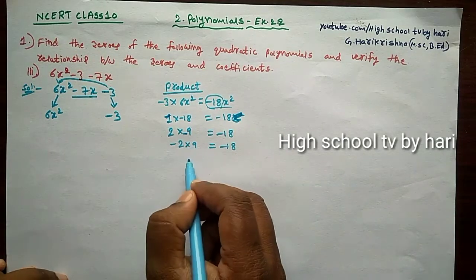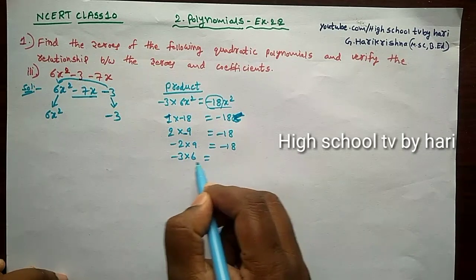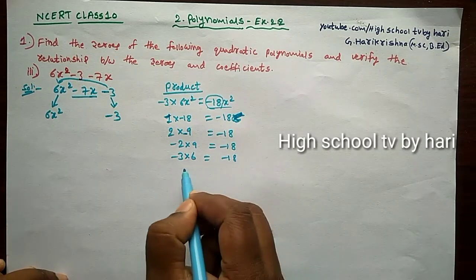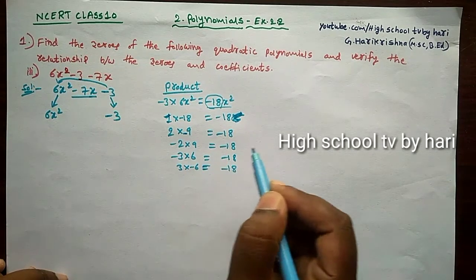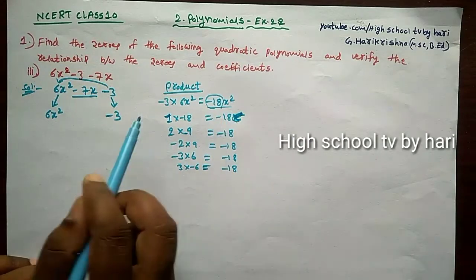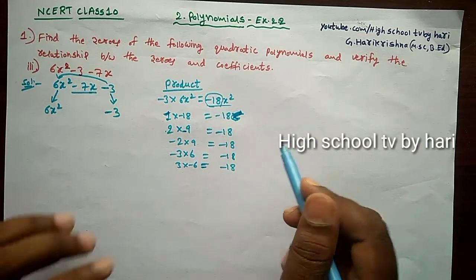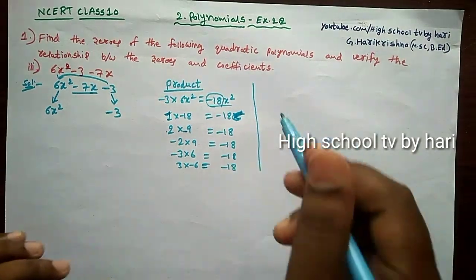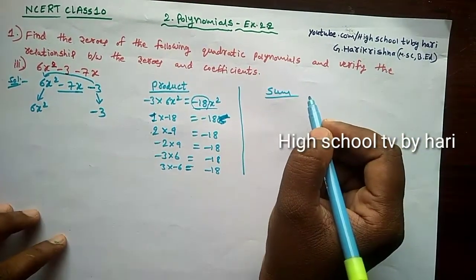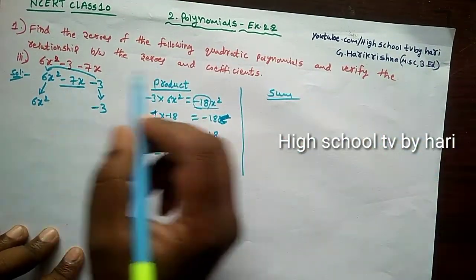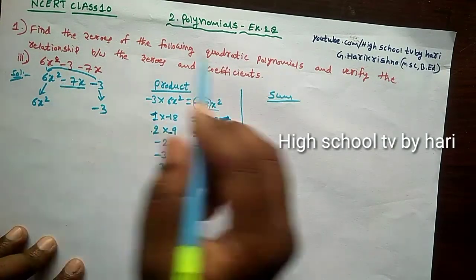In the 3 table we get 3 into 6. Minus 3 into 6 is minus 18, and 3 into minus 6 is also minus 18. So minus 18 can be obtained from the 1, 2, 3, 6 and 18 tables. So this is the product. Now the sum can be written as the sum of the two integers. By using these factors only we should get minus 7x.